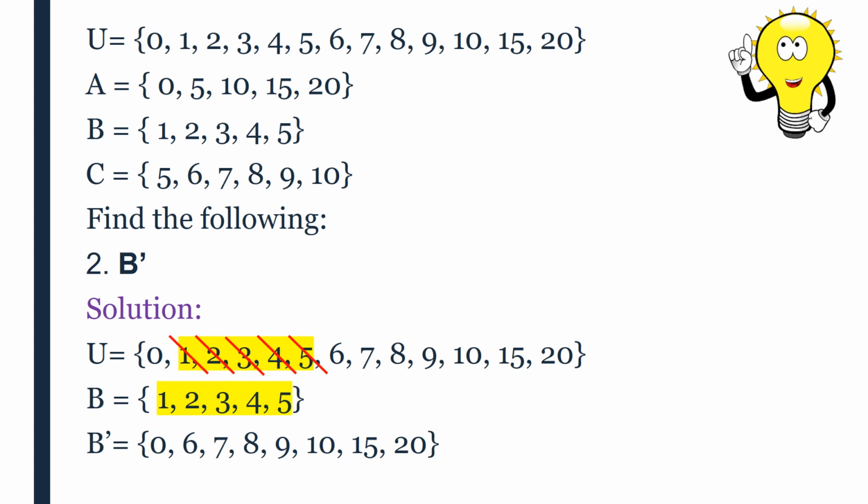For number 2, B prime, same process. Yung ating elements ng set B ay 1, 2, 3, 4, and 5. So, tatanggalin po natin lahat ng elements sa set B sa universal set. So, yung matitira ay 0, 6, 7, 8, 9, 10, 15, and 20.